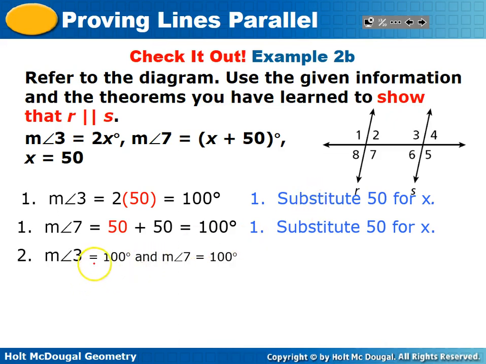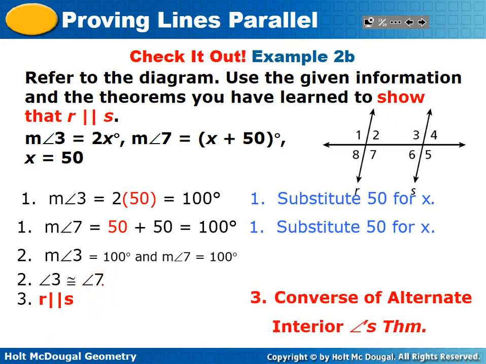Then our next step is to show that those two are congruent. You don't necessarily have to show me step 2, but you do need to show me that the measure of angle 3 is congruent with the measure of angle 7. Then when you're done, you're going to tell me that R is parallel to S. If you look at angles 3 and 7, let's mark them in our drawing. 3 is here and 7 is there. Those are alternate interior angles, so we're going to say the converse of alternate interior angles to prove that the lines are parallel.